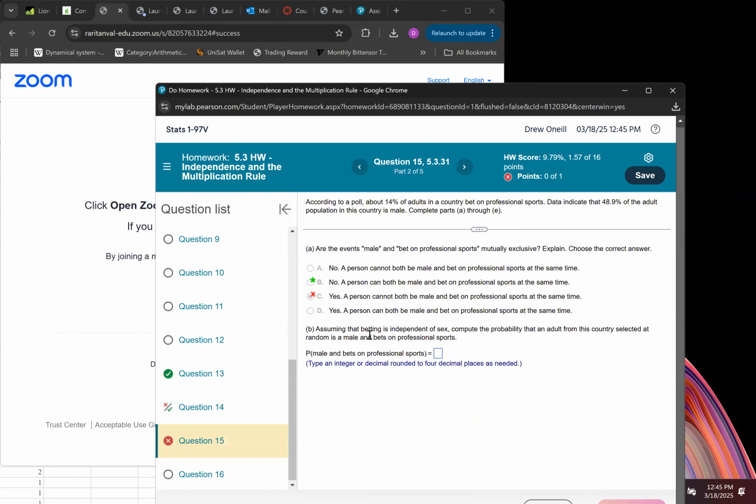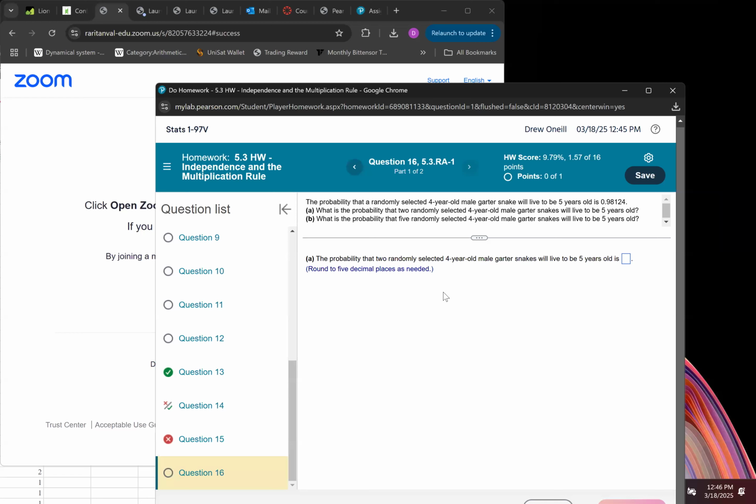And we got two more. Yeah, I shouldn't guess on these, but I guessed. And this one is asking the probability of male and bets. So you just multiply these two probabilities together. And 16 is going to be, let's see, two randomly selected 4-year-old males. So it's just multiplying this times itself. Okay. And then if it's 5, it's this times this times this times this, 5 times, or 0.98124 to the fifth.